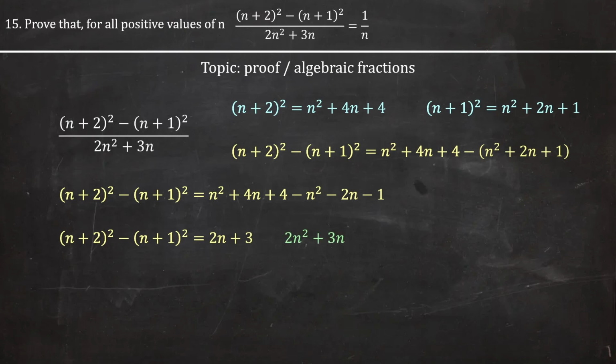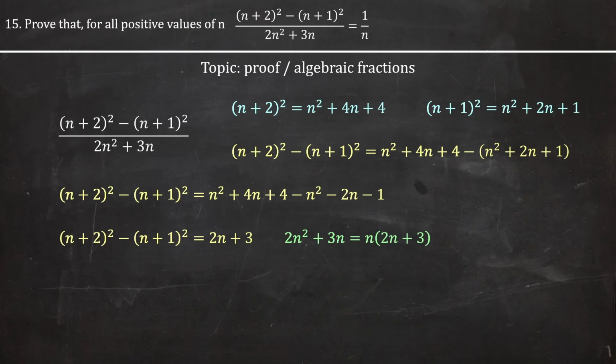Then, with the denominator, I need to do a little bit of factorizing because this is algebraic fractions. So 2n squared plus 3n is going to be equal to n, which is the highest common factor, open brackets, divide by n. So 2n squared divided by n is 2n. 3n divided by n is plus 3.